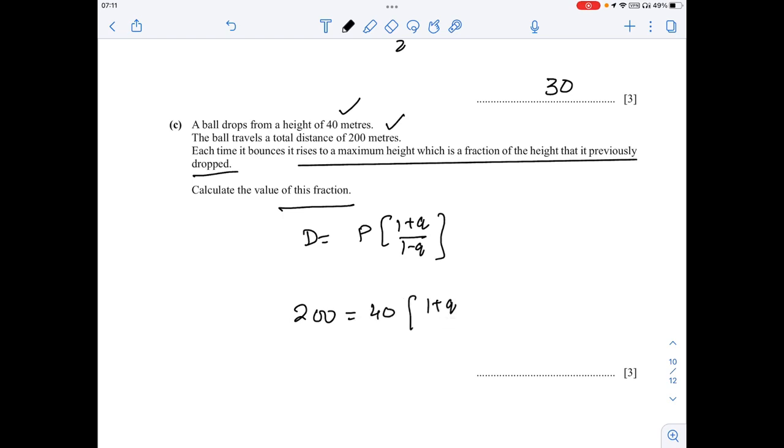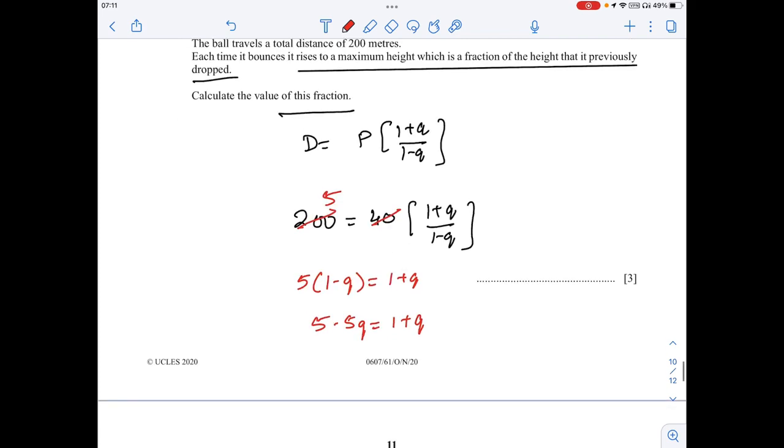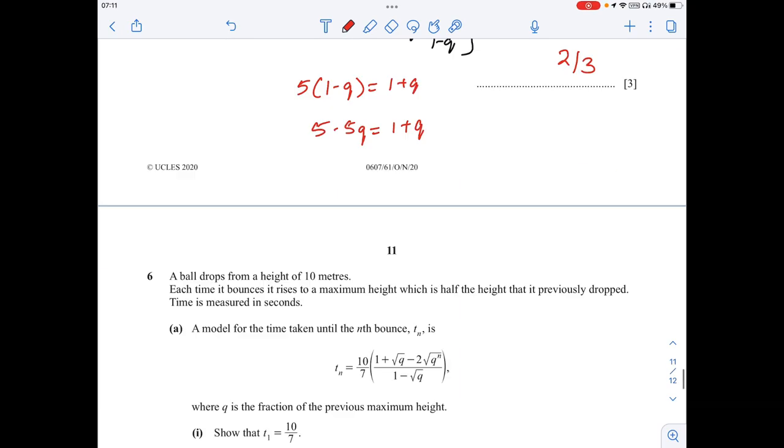So (1 plus q) upon (1 minus q) equals 200 divided by 40, which is 5. Cross multiplication: 5 times (1 minus q) equals 1 plus q. 5 minus 5q equals 1 plus q. 4 equals 6q. q equals 4 upon 6, which is 2 upon 3.